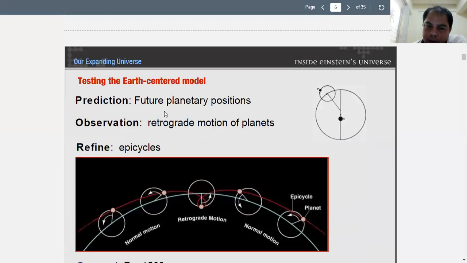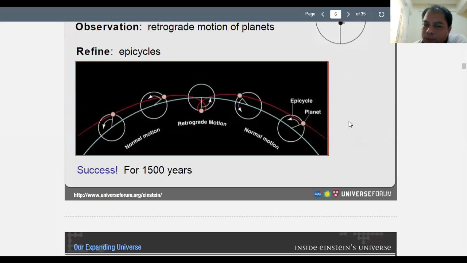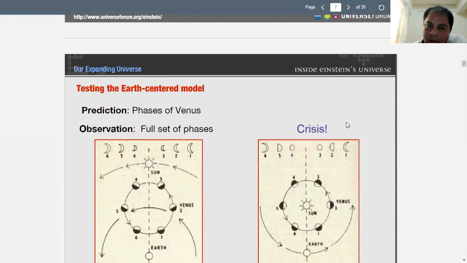So the Earth-centered model predicts future planetary positions. That's where it conflicts with itself, because it's very difficult to predict. Aside from going around the Earth, these planets also go roundabout in their orbit in a circular manner, which they call epicycles, or the retrograde motion, which complicates the computation. However, people believed it for 1500 years. That's how long it was believed until they were able to create some challenges to it.